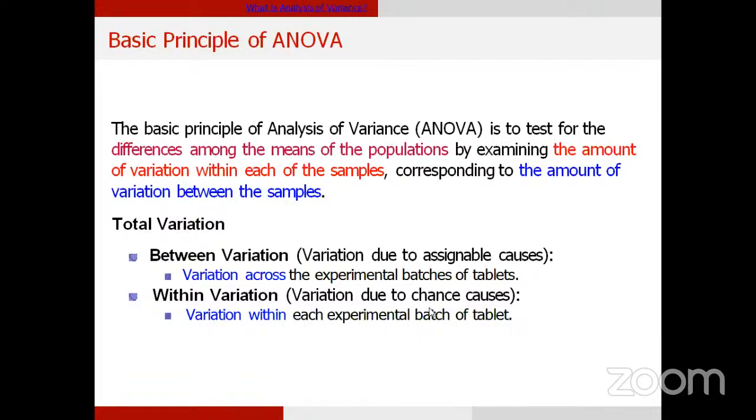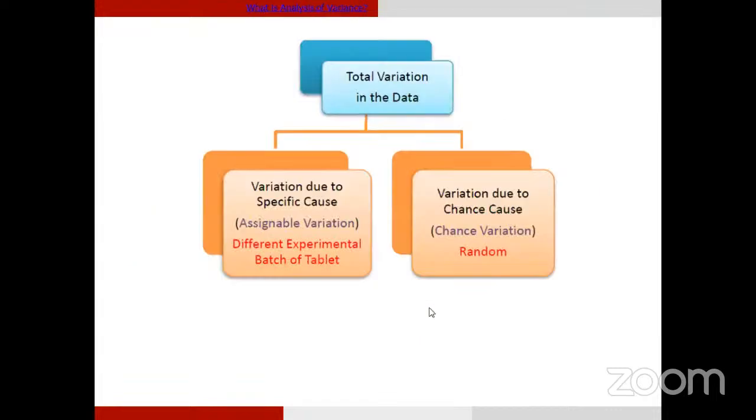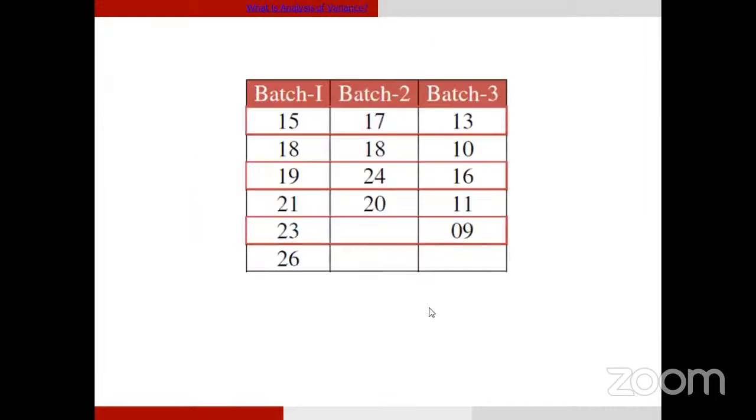The total variation can be between variation and within variation. Between variation means variation due to assignable causes. Within variation means variation due to chance causes. Variation due to a specific cause, and variation due to chance. These are the two types.